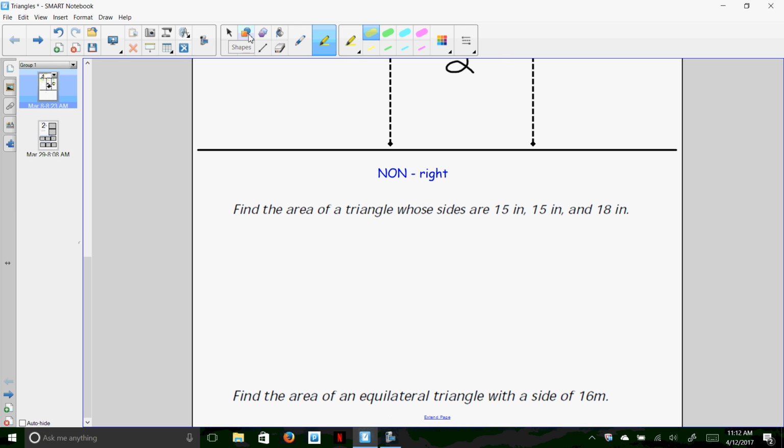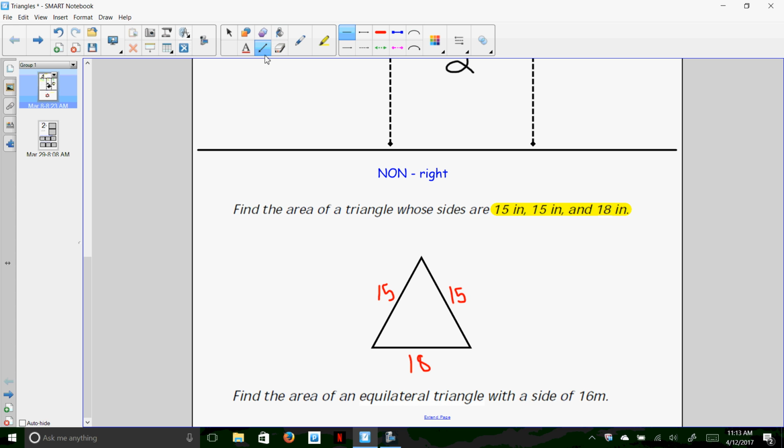Okay, so find the area of a triangle whose sides are 15, 15, and 18. First of all, you got to recognize this as isosceles. Okay, so always put the biggest side on the bottom. So here is 18. Here is 15. Of course, the two legs are equal. So what you'll do is you'll bring your altitude down and you create 2 equal right angles.